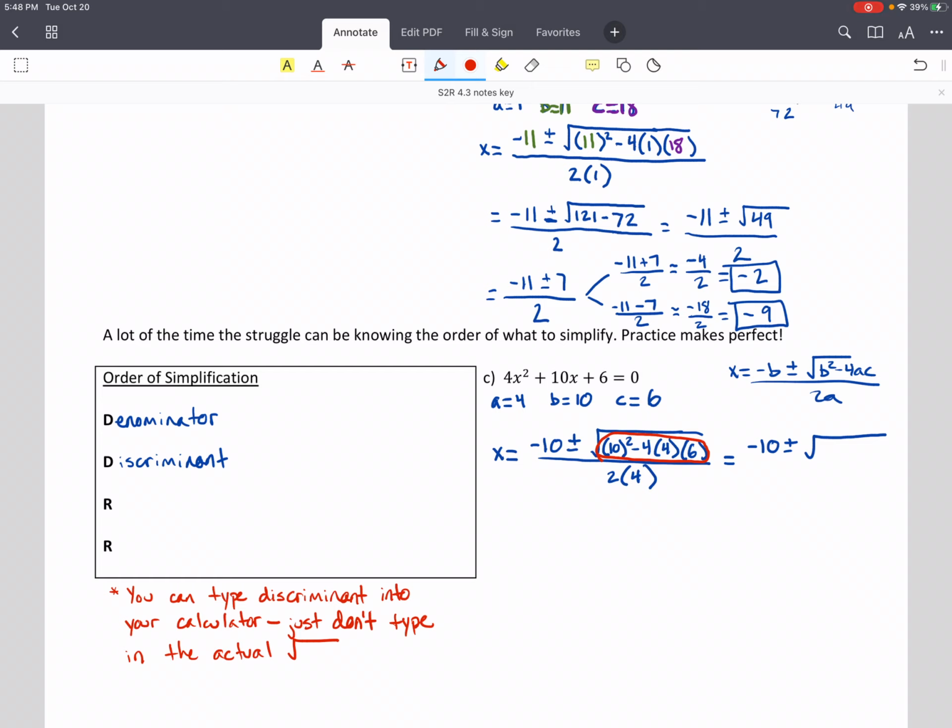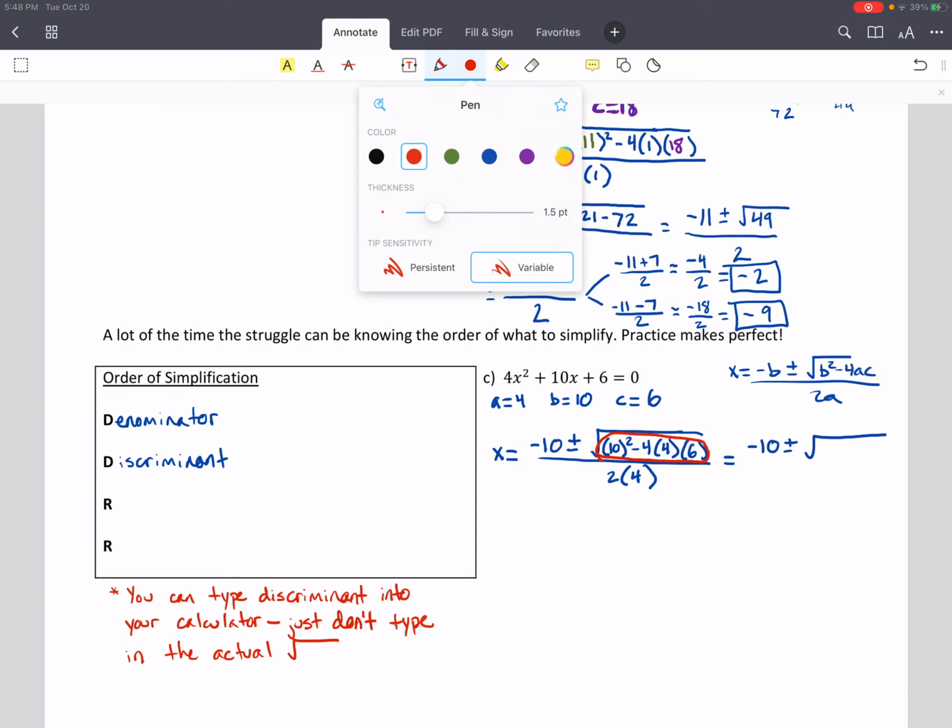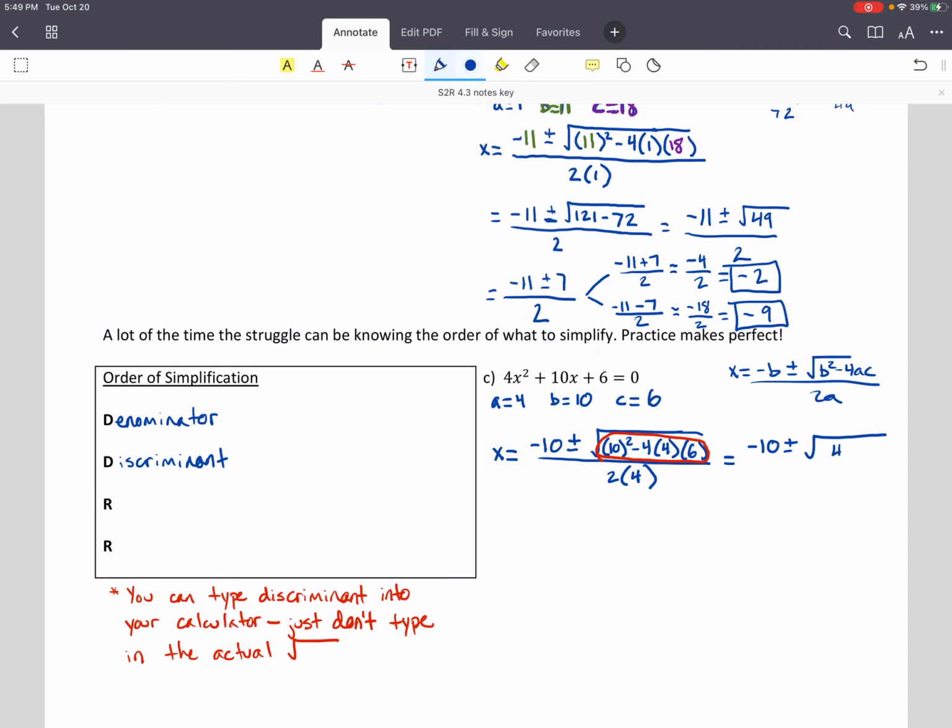And so I'm just going to type into my calculator. I literally just copy that, parentheses and everything. I'm just going to go 10 squared minus 4 times 4 times 6. And I end up getting 4, because it was 100 minus 96. Oops. And my denominator, 2 times 4 is 8.